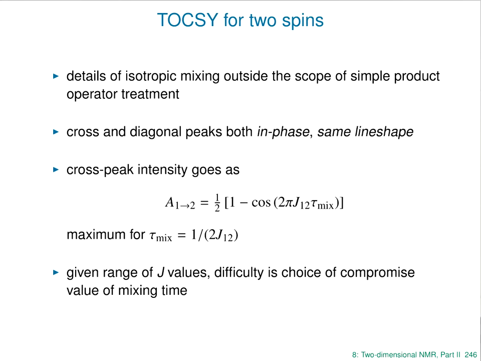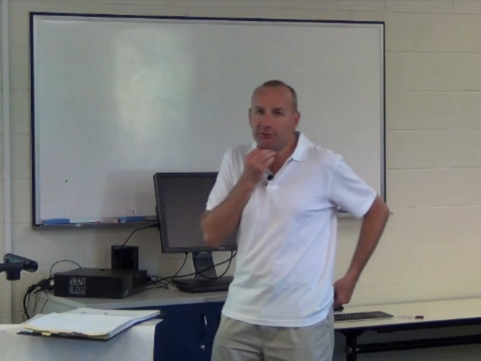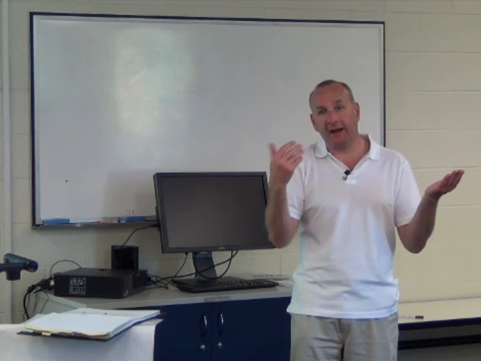This is part of a TOCSY spectrum of the same molecule I've been using for all of the others. You see it has very nice phase properties. Everything is in phase. Everything is in absorption mode line shape. And you get lots of cross peaks, because they can be cross peaks that show couplings and also unbroken chains of couplings. So interpreting this spectrum is more ambiguous than COSY, but if you've got a COSY on one hand and a TOCSY on the other, it's very good for sorting out more complex assignment problems.